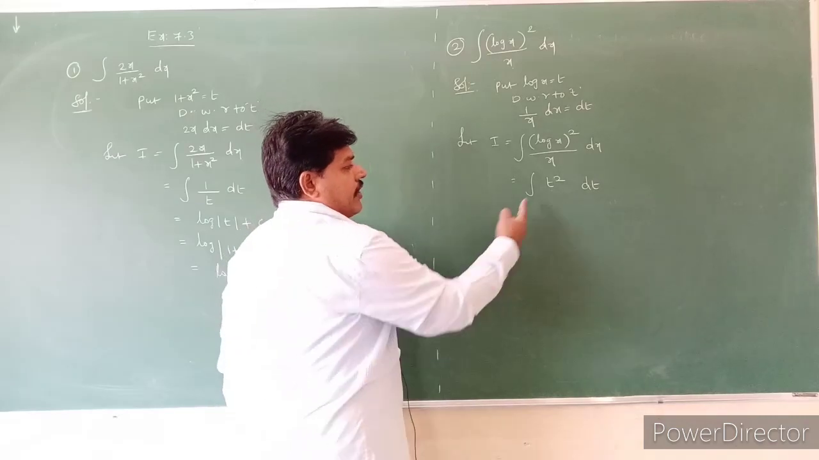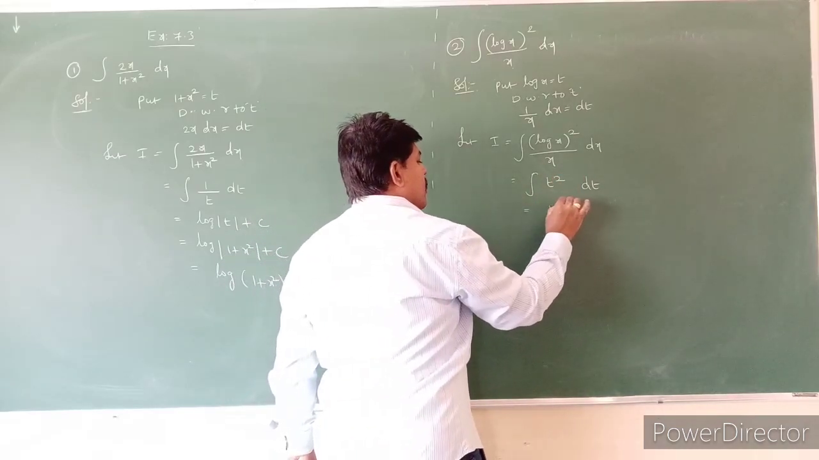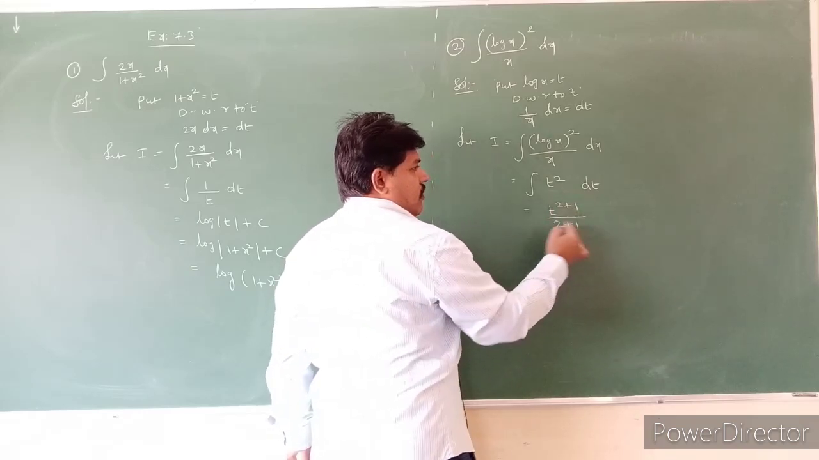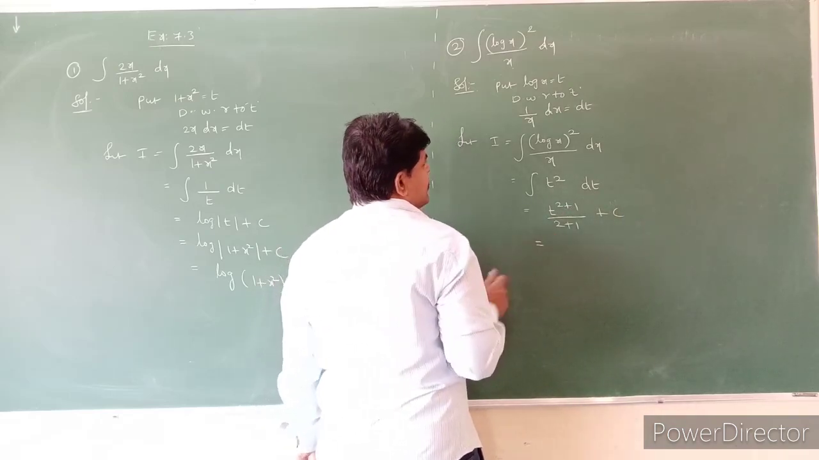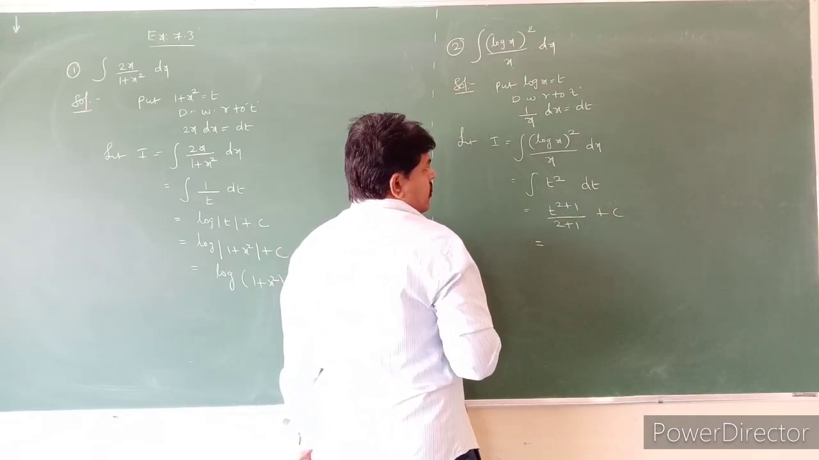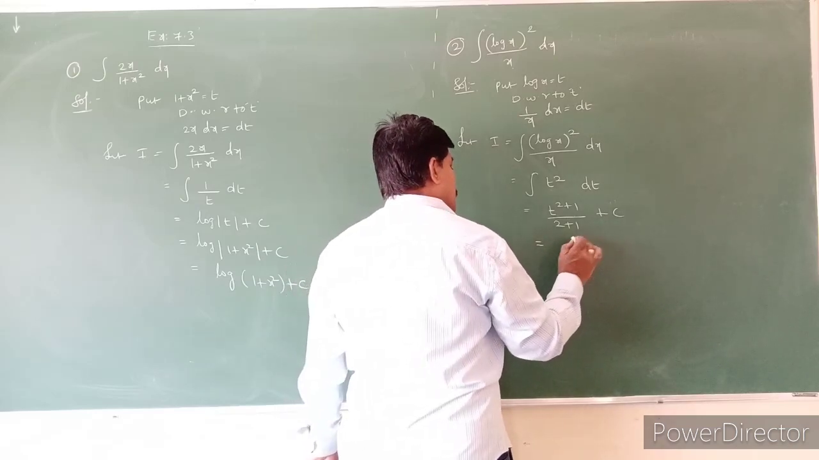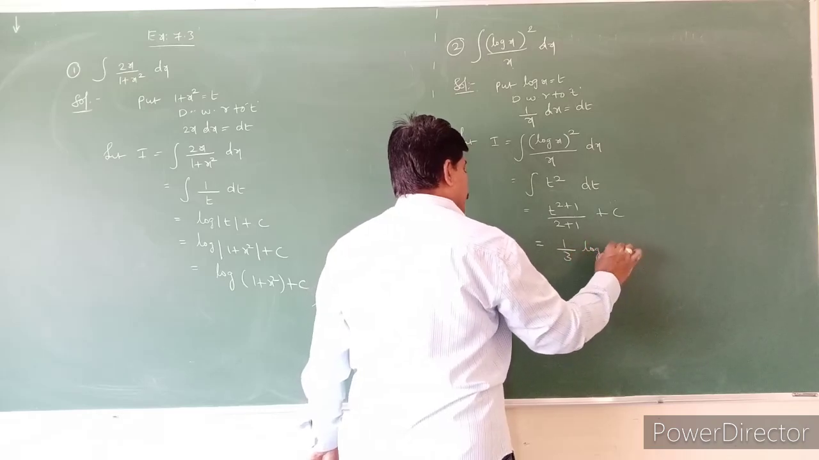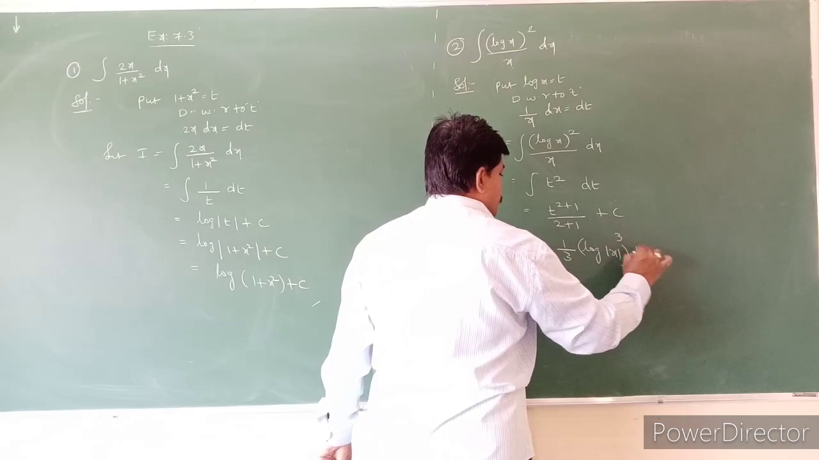So it is in the form of the integral of x power n. The formula is x power n plus 1 by n plus 1, plus c. So what is t? t is nothing but log of x. So that's why we have to take log of mod x. So that is 1 by 3 into log of mod x whole cube plus c.